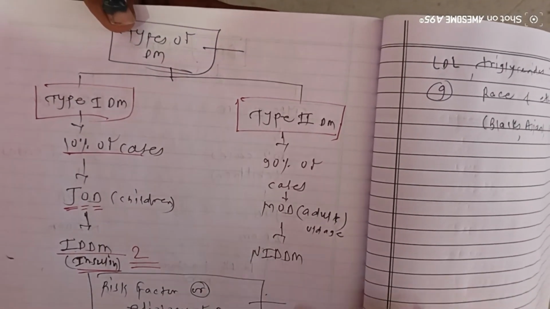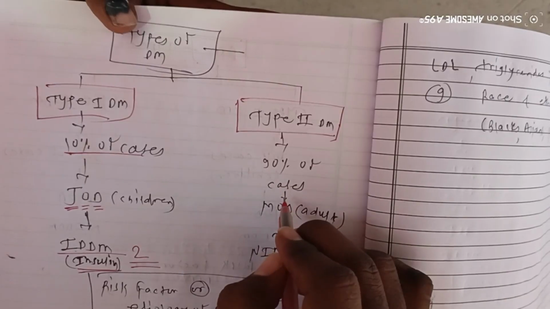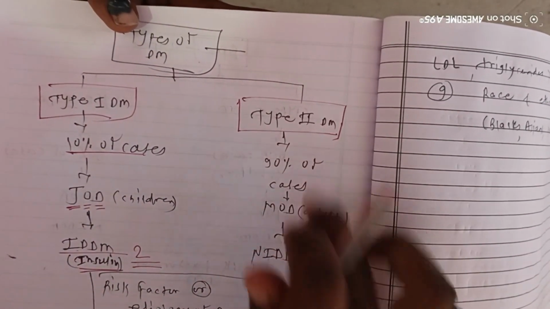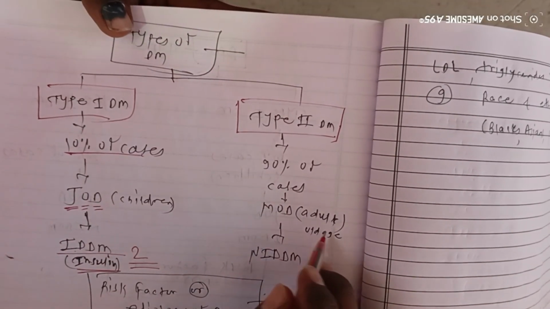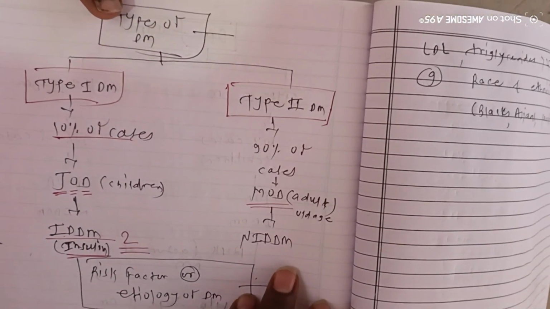Type 2 diabetes mellitus occurs in 90% of cases. Type 2 diabetes mellitus is the most common. It mostly occurs in adults or older age. That's why it is also called maturity onset diabetes mellitus.